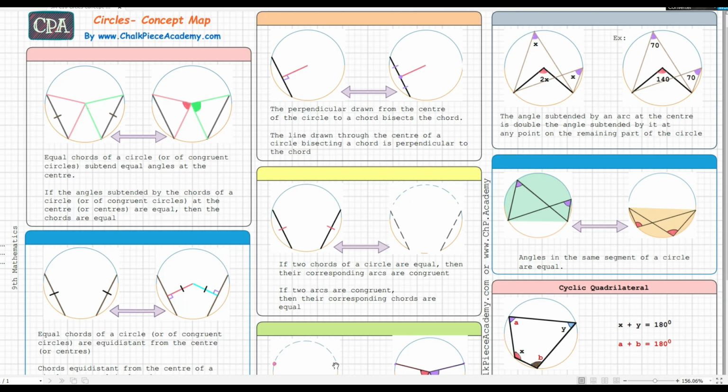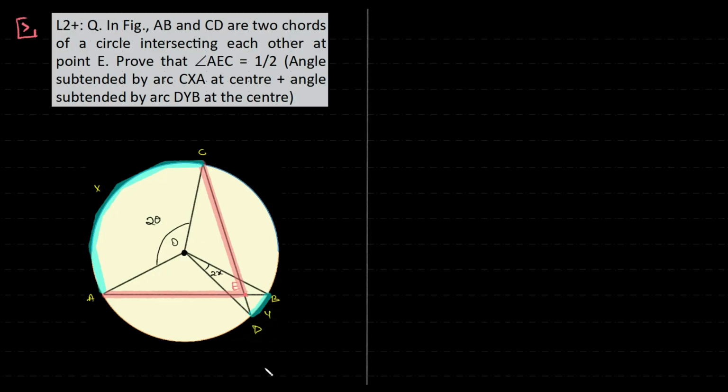In general, if you have an angle subtended at the center, yes, the angle subtended by an arc at the center is double the angle subtended by it at any point on the remaining part of the circle. So we'll be having the following. This particular angle would be theta, right? Have a look at it, pause and think over.